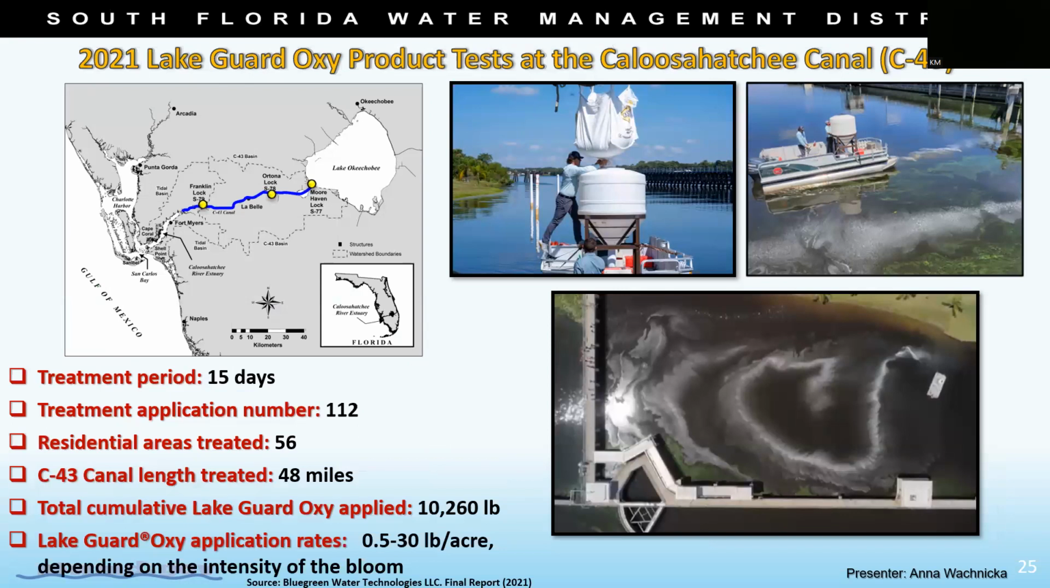And another example is the C43 canal that connects the lake with the Caloosahatchee. We did 112 treatments along 48 miles of the canals, and you can see the product that was released. It spreads with currents and winds, and that's basically how it works throughout the area. So it's a pretty good product.